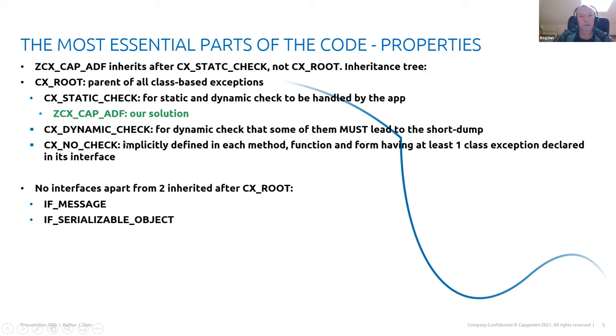We also have CX_NO_CHECK, but this one always occurs implicitly. Of course, you cannot see it in the interface of the method or function module or whatever uses the exception, but you can assume that this exception is always defined implicitly. The next important thing is that we do not need to define any additional interfaces, but we always inherit those two that are already defined within CX_ROOT, the parent of all exception classes.